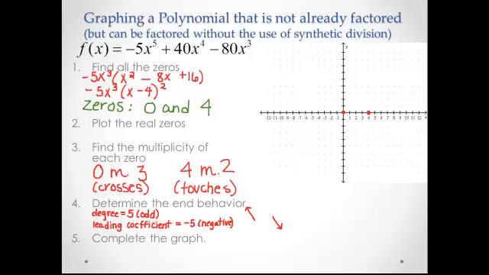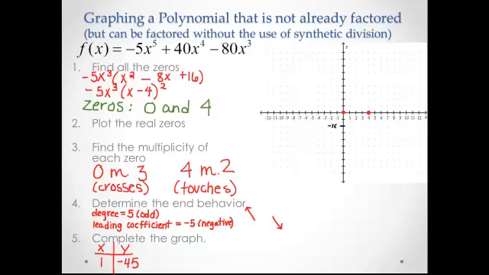The only other thing I might do is just plot some extra points. So particularly a lot of times we'll try to choose x values that are in between any zeros. So I want to choose a value in between 0 and 4. So let's say we try to plug in x is equal to 1. If we do that and plug it into your function, you should get that if x is equal to 1, then y is equal to negative 45.